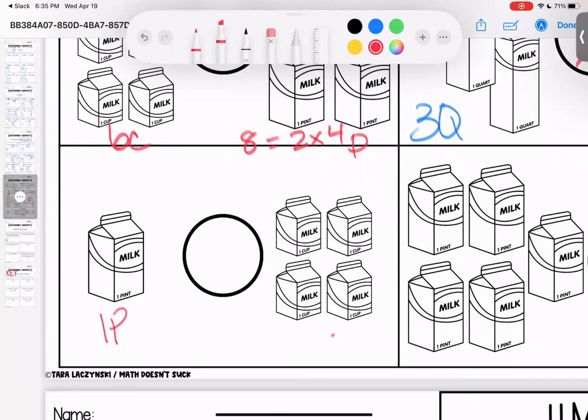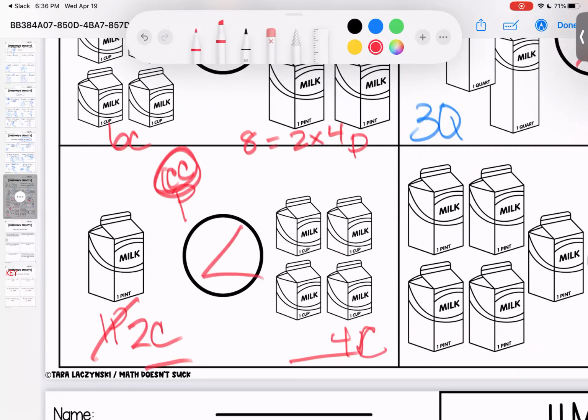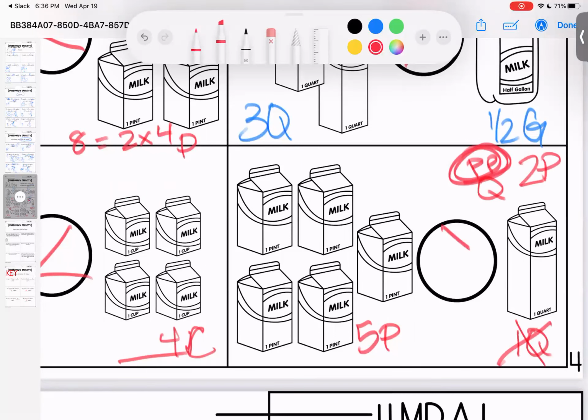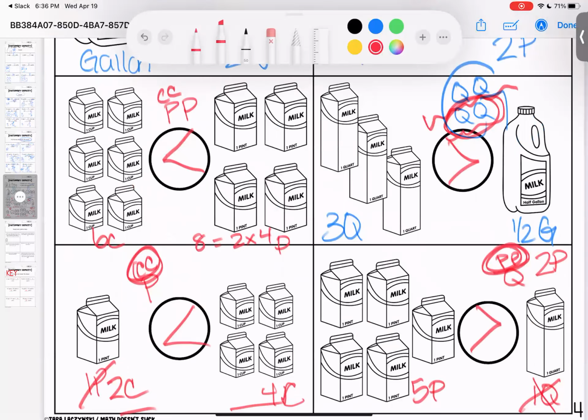1 pint, 4 cups. Again, this is going to be worth 2 cups. So 2 cups or 4 cups. I'll take 4 cups, please, and thank you. Over here, I have 5 pints and I have 1 quart. Each quart had 2 pints, so I can convert that. 5 pints is greater than 2 pints. Questions on these? Bring them with you to class.